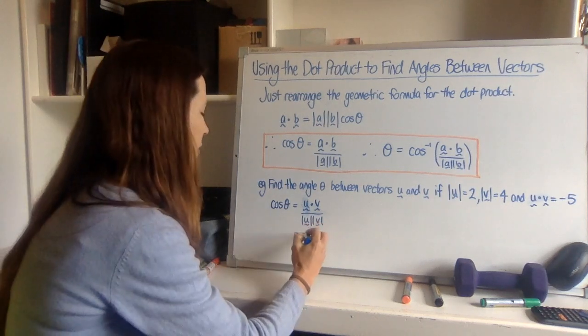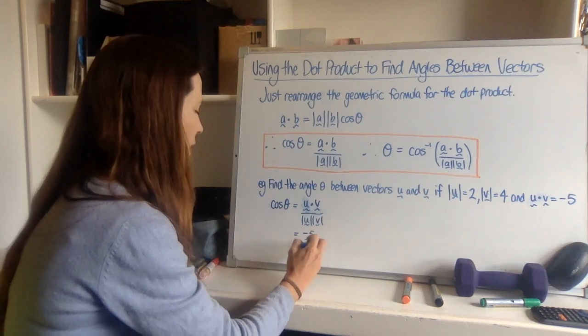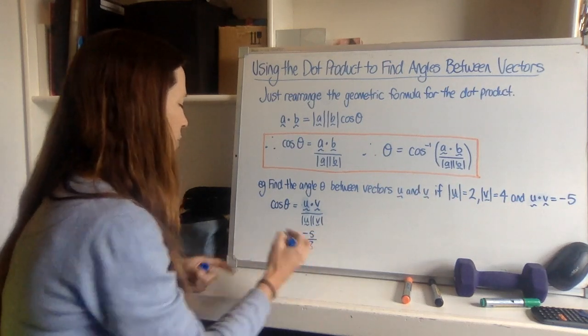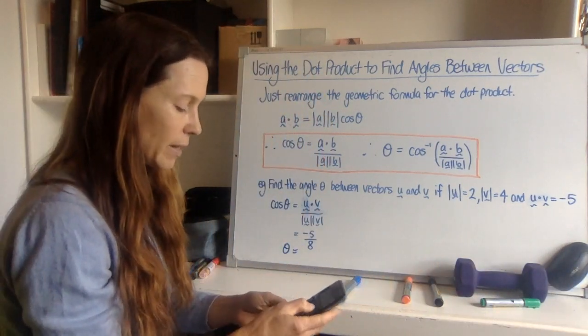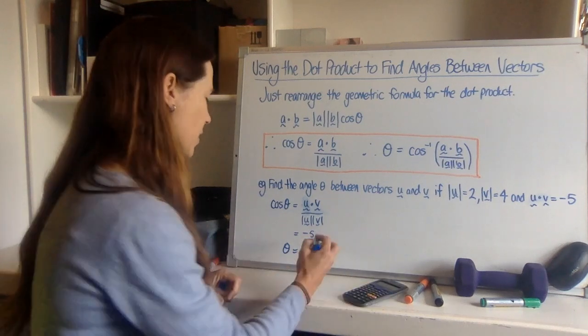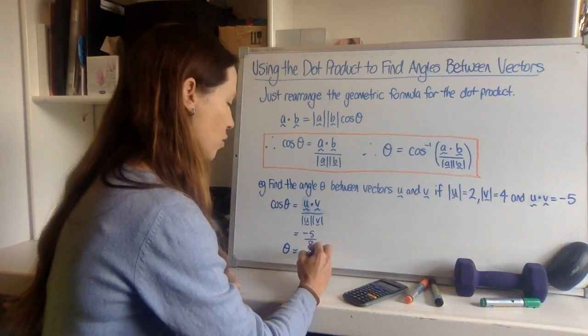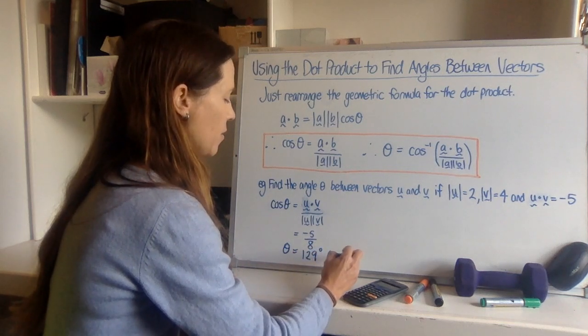help you. So now we have the cos of theta equals -5 over 2 times 4, which is 8. So then theta will be the inverse cos of that. Now it's not an exact one, so you'll need your calculator. And the inverse cos of -5/8 is, to the nearest degree, 129 degrees. So I'll say that that's to the nearest degree.